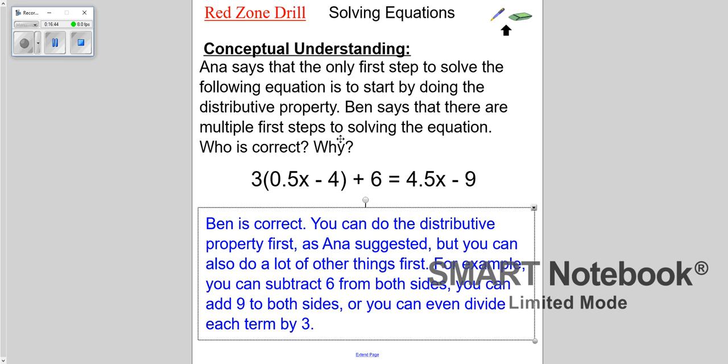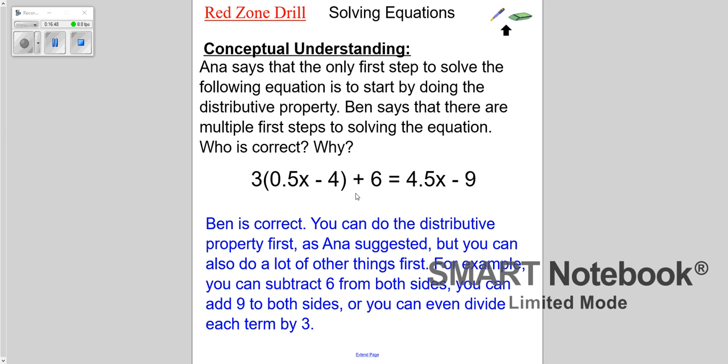You could subtract 6 from both sides. You're going to end up doing something like that anyway, so you could start by doing that. You could add 9 to both sides. You could take this 3 and instead of multiplying it, get rid of it another way by dividing every term by 3. You could start by doing that. There's a bunch of steps you could do first.